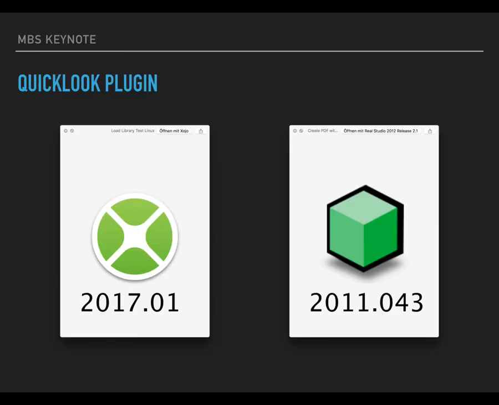So first, this is a QuickLook plugin. If you have a project file and you hit the space key on a Mac, or you just take a close look at the file icon, you will notice the version number in the icon or in the preview. And I usually keep a project on a certain version of Xojo. So for small changes, I just fire up this old Xojo version, make the change, rebuild, and send it to the customer. And only for bigger development steps, I start with a newer version and see if it works.